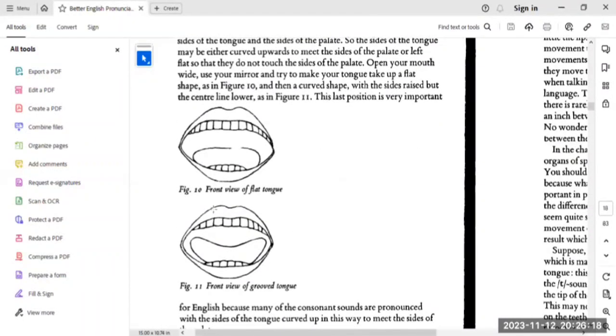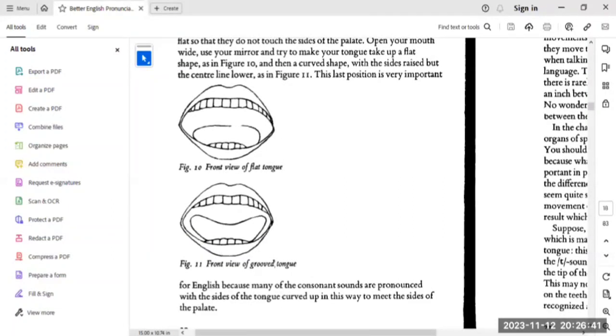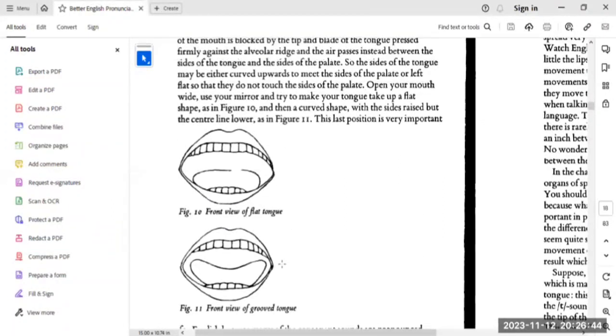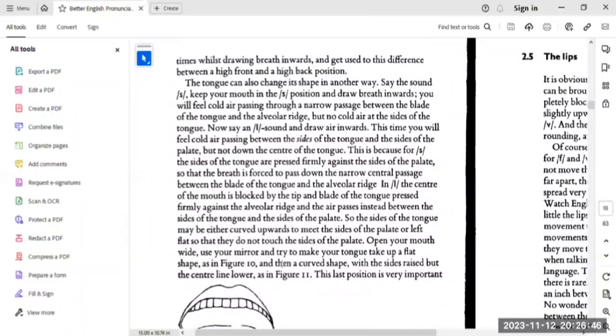Look here, the figure 10 in front of you of the flat tongue. This is the flat one, and this is the grooved one. Flat means what? مسطح. Grooved means what? مقوس. Grooved. Yeah, that's right. Yes, مقعر or something like that. The front view of the grooved tongue. So this is everything about the tongue, by the way, as a part or as an organ. Now you can ask about any question you want.